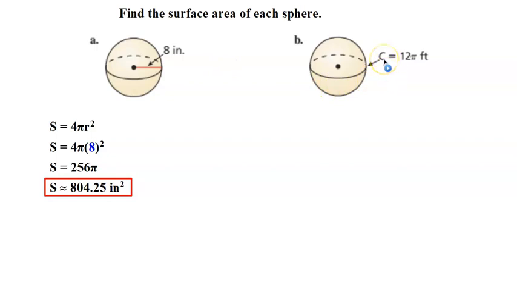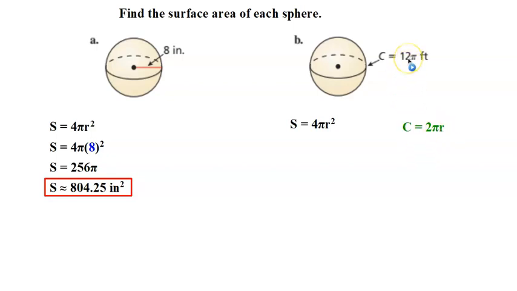So notice this time it did not give us radius, it gave us circumference. Well, we have the same formula, right? Surface area is 4 pi r squared, but I need to know what r is. Well, I have circumference. This is the circumference of a great circle, which means it's the circumference of my sphere. All right? So still, I can use circumference to find radius, right? So circumference is 2 pi r. So I just got to figure out what r is.